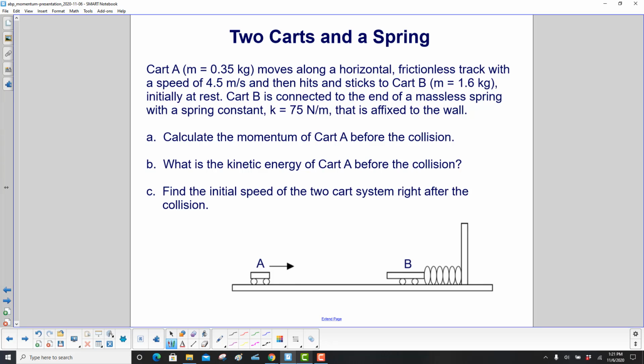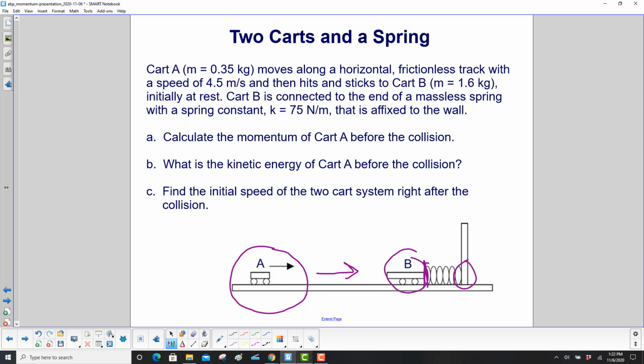Two carts and a spring. Cart A, with a mass of 0.35 kilograms, moves along a horizontal frictionless track with a speed of 4.5 meters per second, then hits and sticks to cart B, which has a mass of 1.6 kilograms. Initially at rest, cart B is connected to the end of a massless spring with a spring constant of k, 75 newtons per meter, that is affixed to a wall. So it's just sitting there resting up against it.